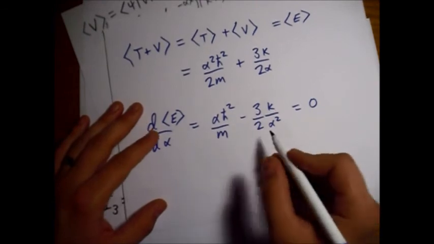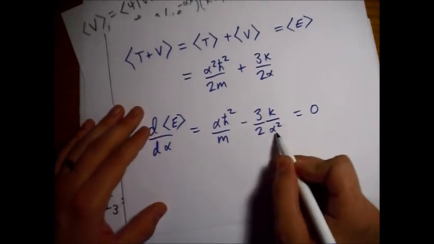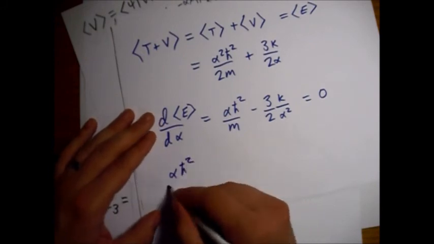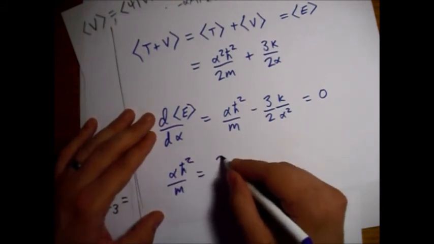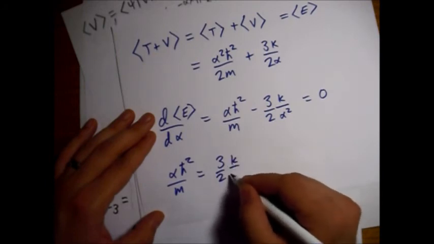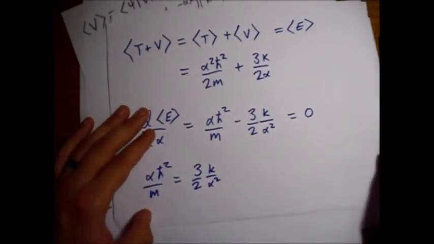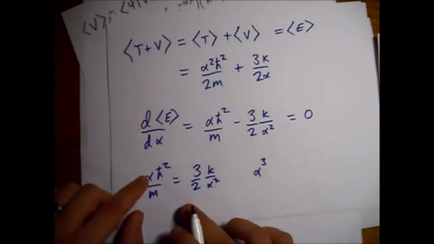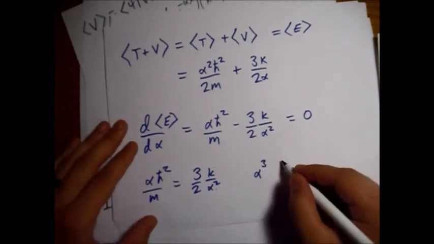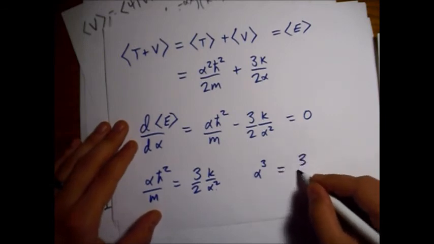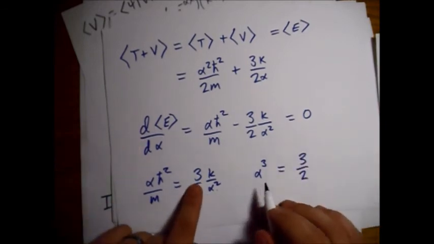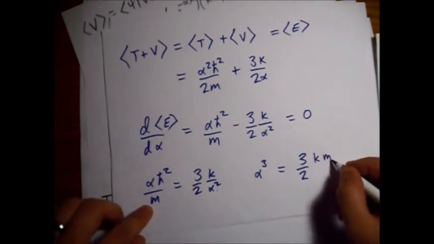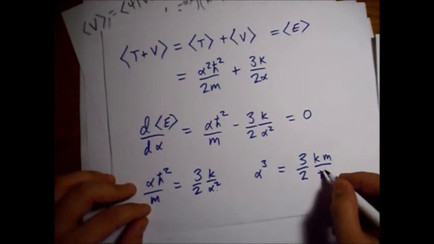So this tells us, well, all right, we'll just write it out real quick. So alpha h bar squared over m is equal to 3 halves k over alpha squared. Bringing this alpha up here, we get an alpha cubed on this side, equals, we'll have our 3 halves. From here, we have a k. We're going to multiply both sides by m and divide by h bar squared.